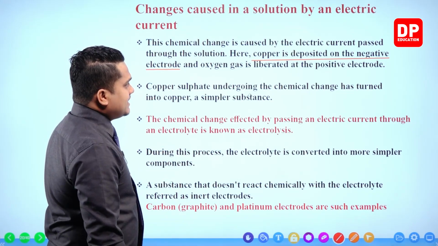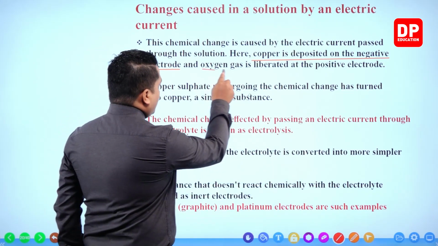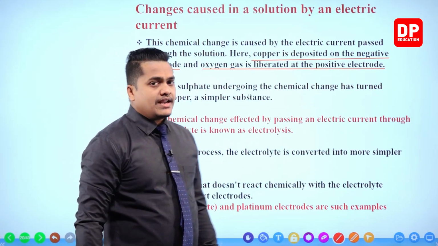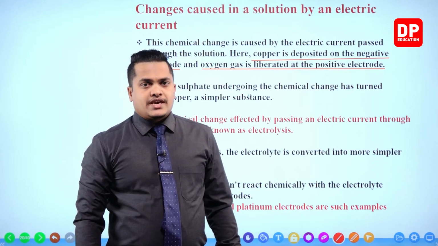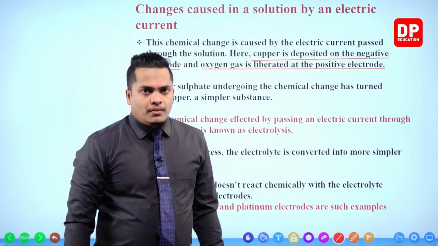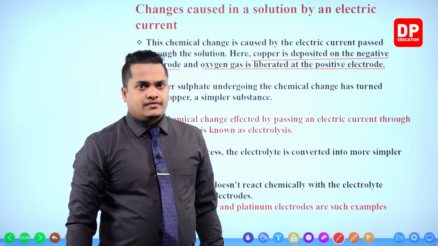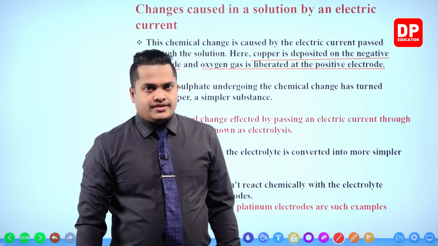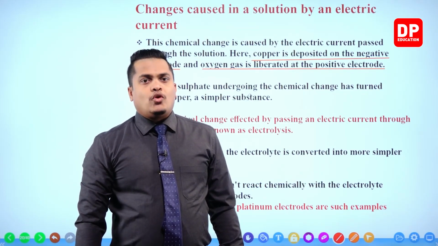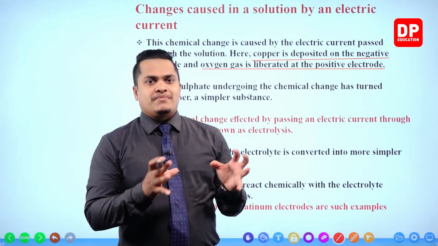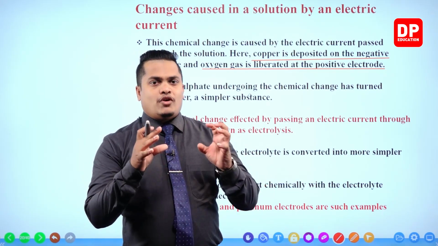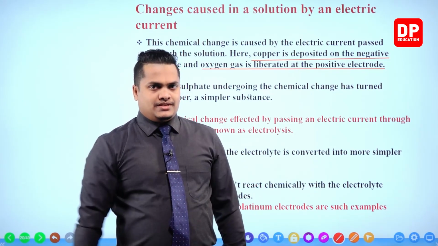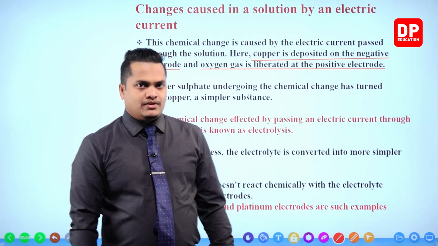Oxygen gas is liberated at the positive terminal. The gas which is liberated is the oxygen gas. From the positive terminal, my dear children, oxygen gas is the one which is getting liberated. So oxygen gas is liberated from the positive terminal, and on the negative terminal, the copper metal is getting deposited.